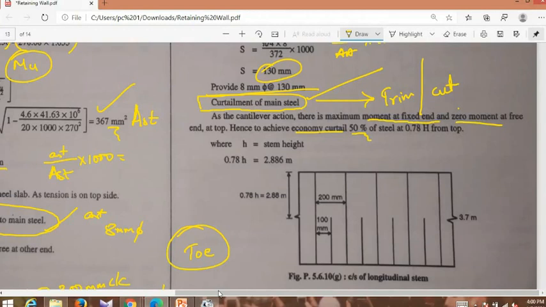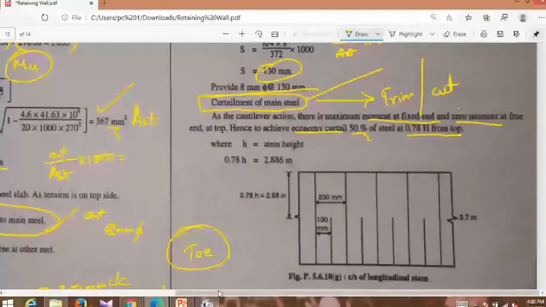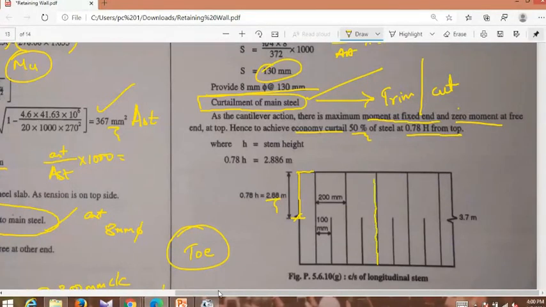That is at how much? 0.7 of the height. This is the top of the stem. From here to here, how much is it? 0.7 times the height of the stem. Therefore it is 2.88 meter. So we are providing alternate bars. One bar we take up to the top of the stem, and the second bar we curtail. The next one we take, the third one we curtail. Similarly we continue.